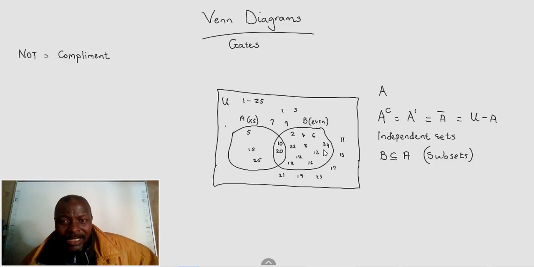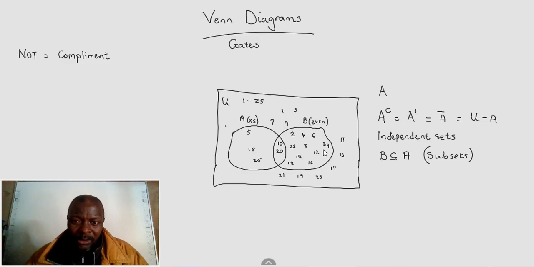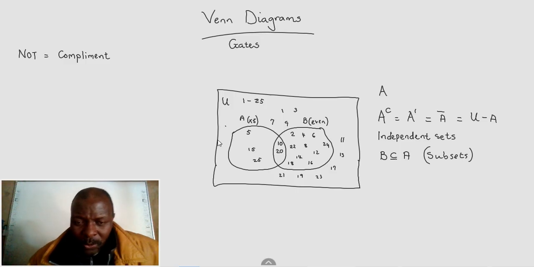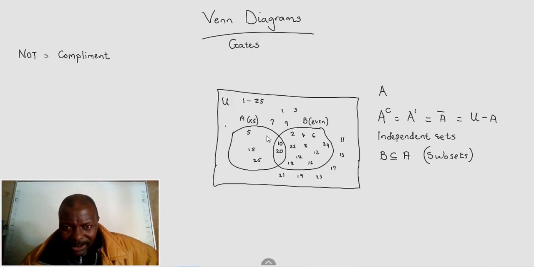And all these are elements that don't belong to either A or B. They are part of the universal set, but they don't belong to either A or B. Now, when we talk of intersection, the intersection is where both A and B are satisfied.